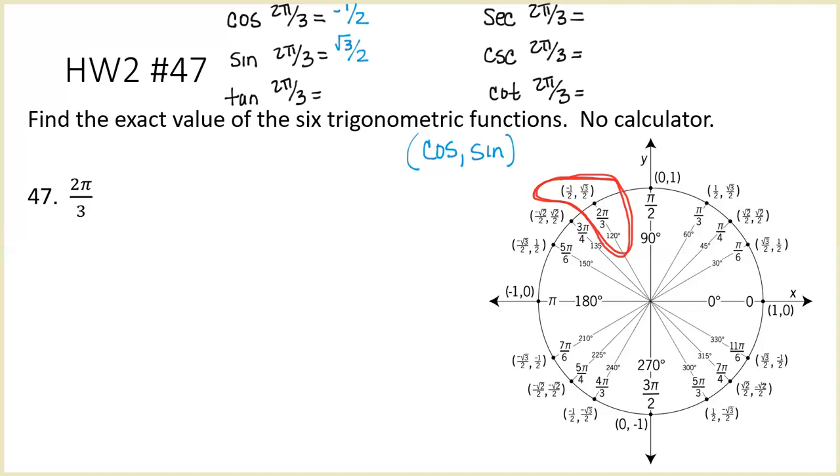So now I'm going to find the secant and cosecant. So to find the secant, secant is the reciprocal of cosine. So secant of 2 pi over 3 is going to be the reciprocal of cosine. So -1 over 2, if I flip that, it becomes -2 over 1, or just -2.